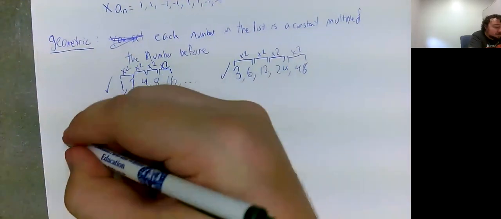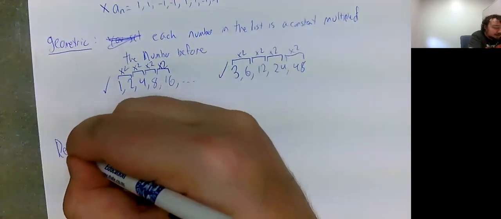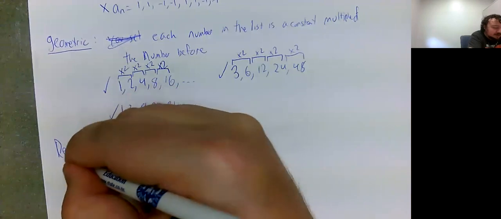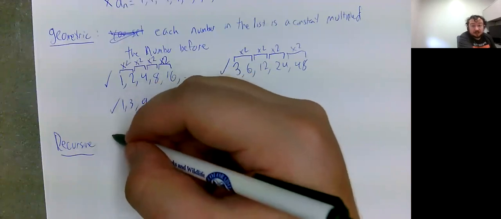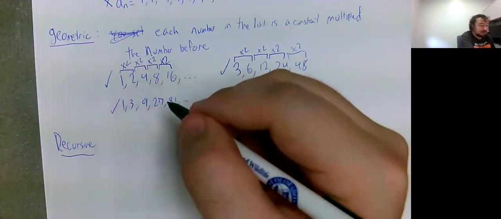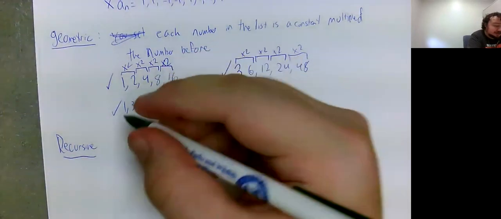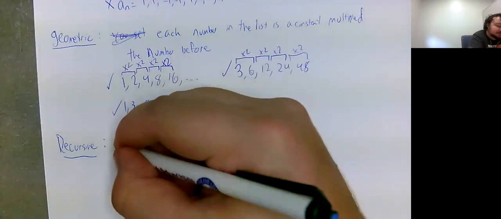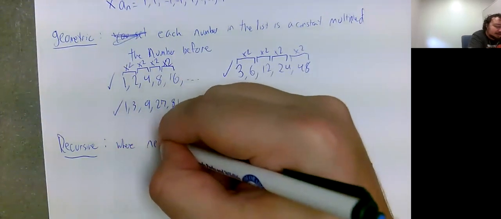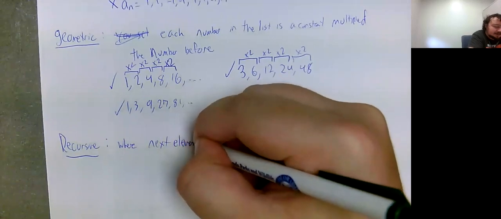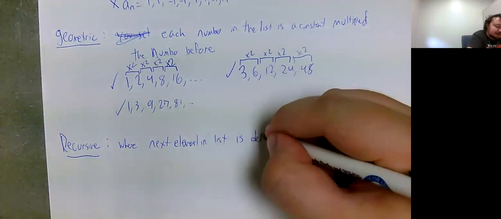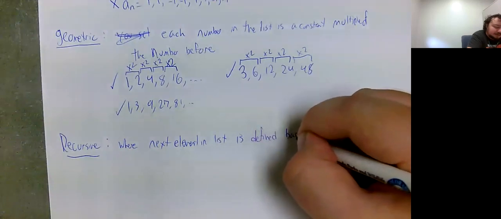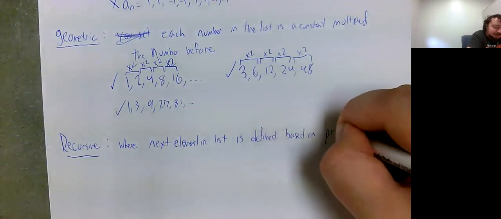All right, and then finally, one more definition. I guess I'll say this one's not going to be as relevant for this class, but if you do ever take differential equations, these guys will pop up. So I guess I want you guys to be at least somewhat familiar with this. So a recursive sequence is where the next element in our list, the next number, is defined based on previous elements.